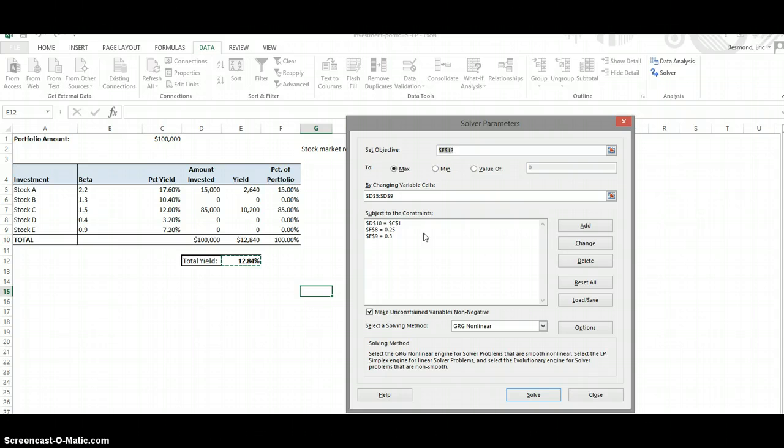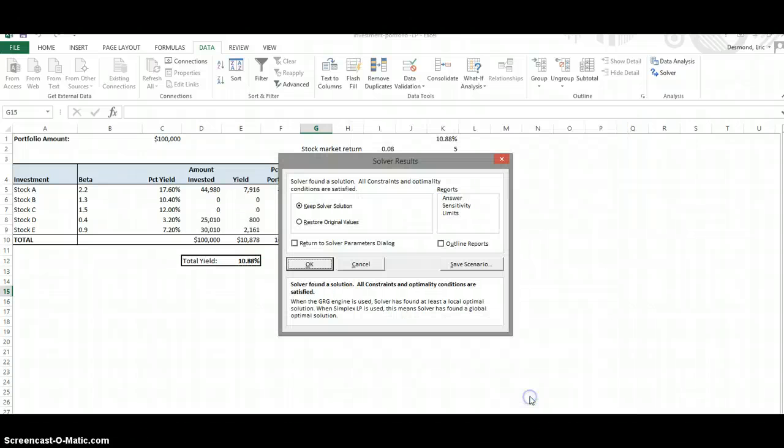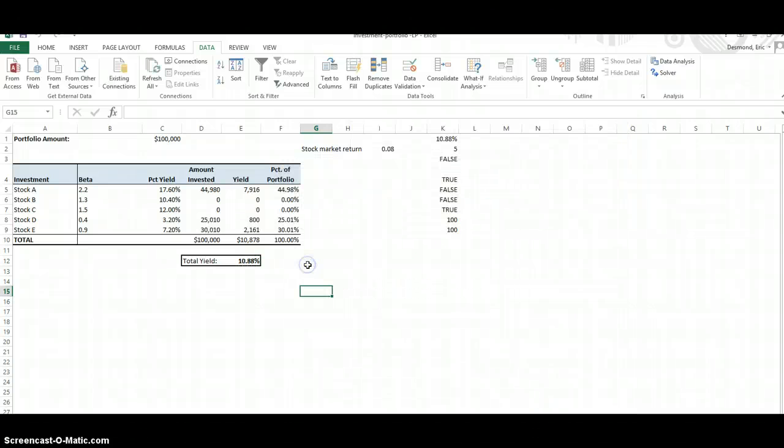So let's see what the best investment strategy would be. Hit solve. And that's it. 10.88%. So again, you can play around with this.